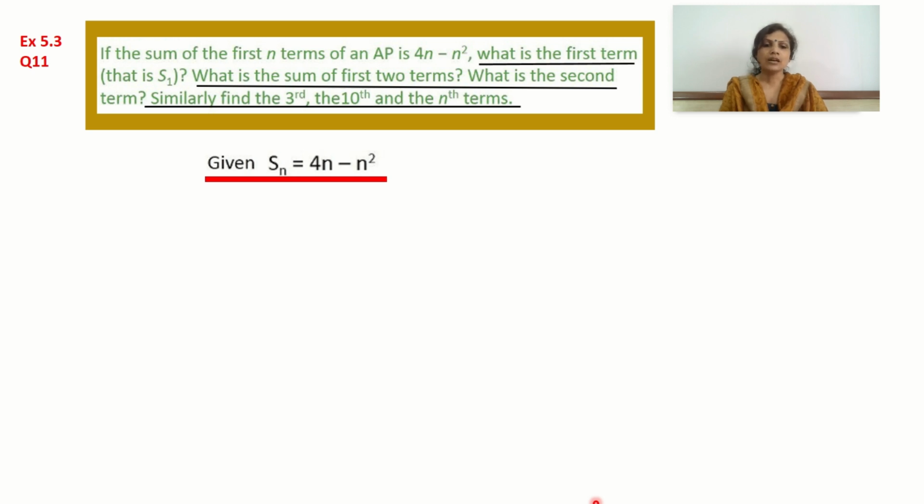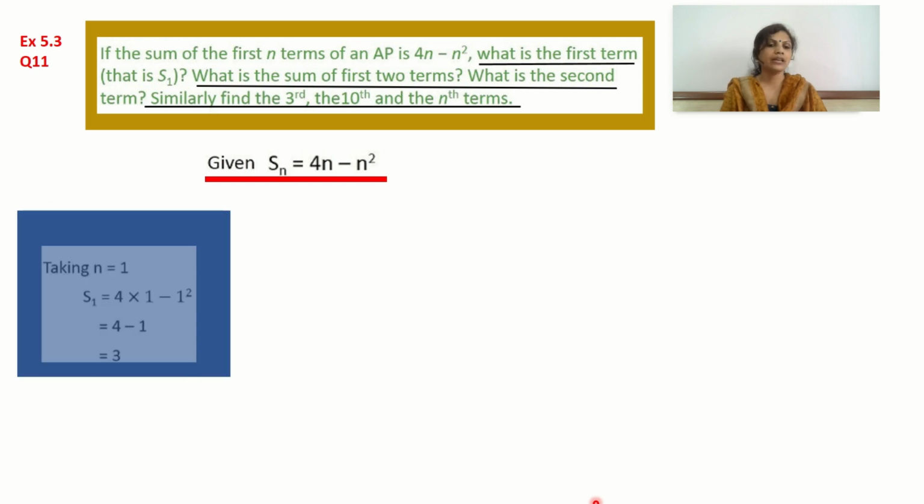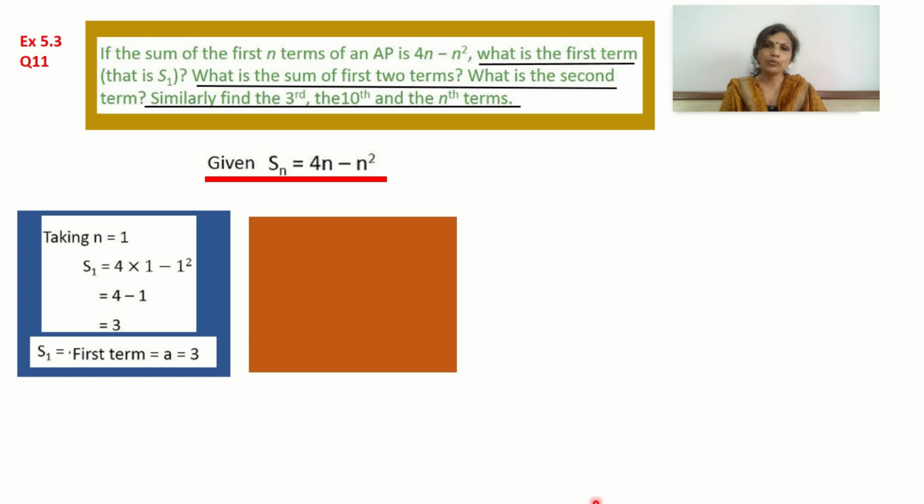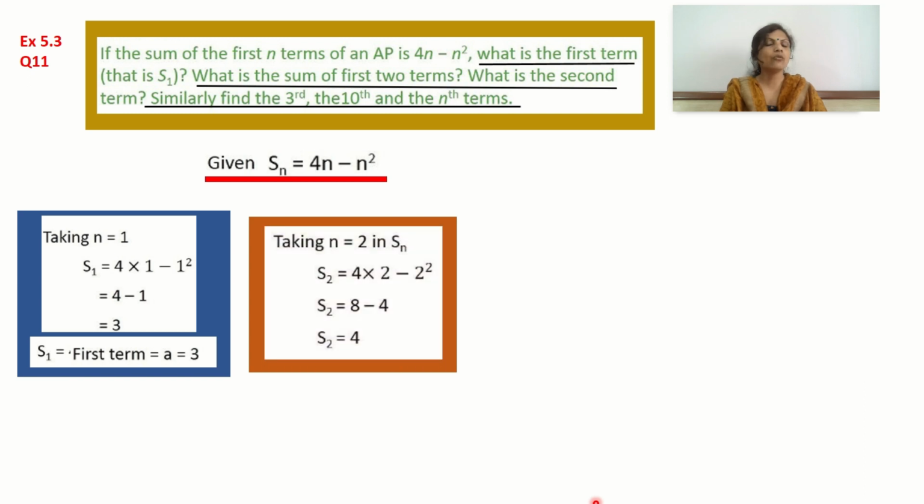Now suppose I substitute n is equal to 1. So I'll have S1 is equal to 4 into 1 minus 1 square, and that is equal to 3. But the sum of the first term is nothing but the first term only. So we got the first term as 3. Now if you substitute n is equal to 2, then you will have S2 is equal to 4 into 2 minus 2 square. So you get S2 is equal to 4, meaning the sum of first two terms is equal to 4.